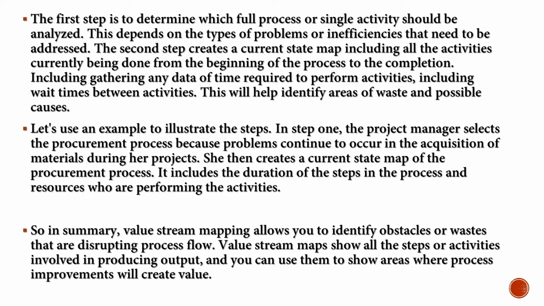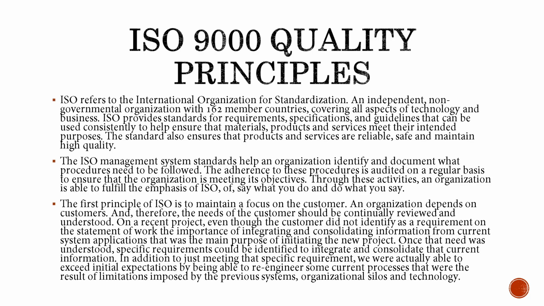So in summary, value stream mapping allows you to identify obstacles or ways that are disrupting process flow. Value stream maps show all the steps or activities involved in producing output, and you can use them to show areas where process improvement will create value.